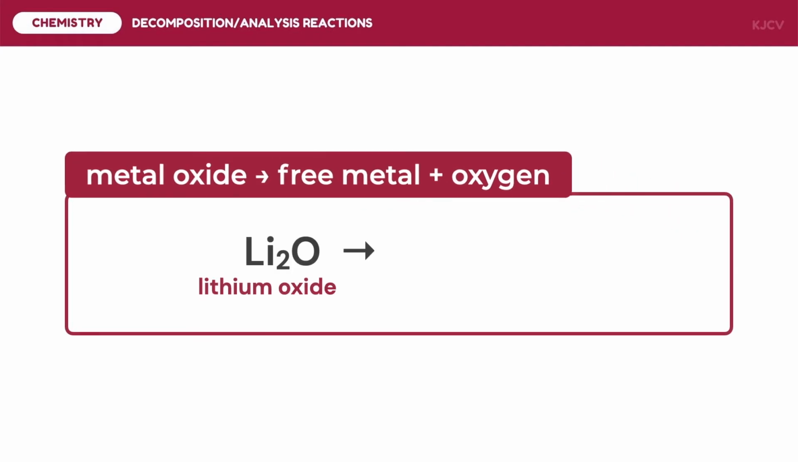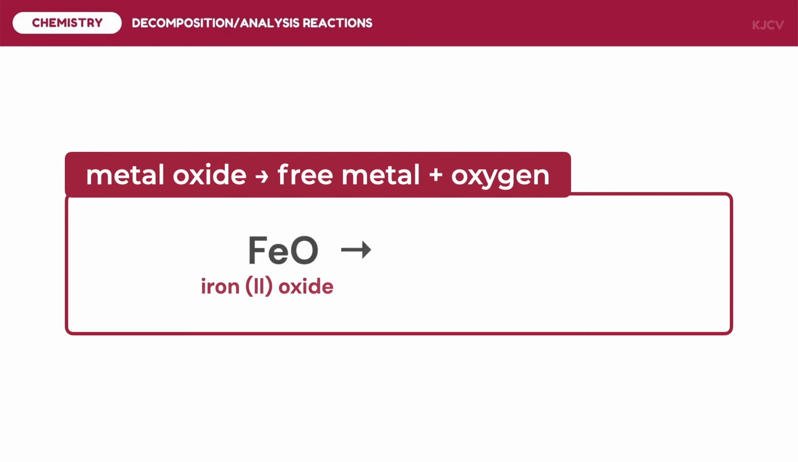For the first example, we have the decomposition of lithium oxide. The metal in this reaction is lithium, thus it is the first product. The second product is a constant product and this is the diatomic oxygen. To balance this reaction, we have 2 moles of lithium oxide will decompose into 4 moles of free lithium and 1 mole of the diatomic oxygen molecule.